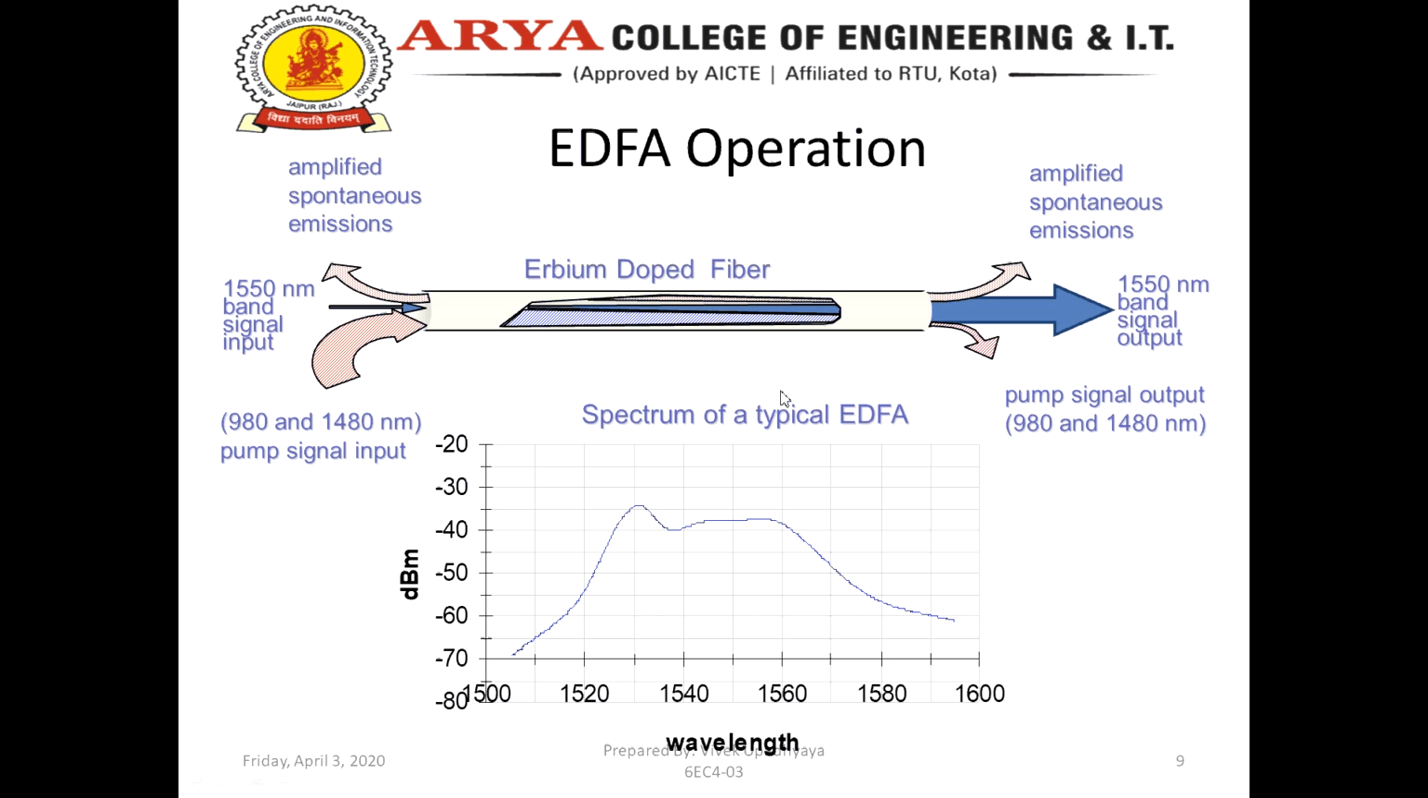If we talk about the spectrum of a typical EDFA, that is the wavelength and power plot, here we can see that it increases, after that it decreases a little bit, and then it is a little bit flat or saturated, and after that again at 1560 nanometer it degrades down up to 1600 nanometer.